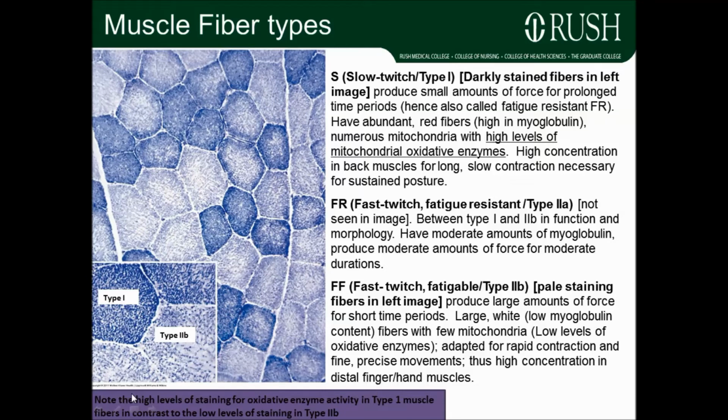Now, on the other side of that spectrum are the fast-twitch fatigable, or type 2B fibers. These produce large amounts of force for very short time durations. In between those two, you have fast-twitch fatigue-resistant, which are type 2A fibers, and they produce moderate amounts of force for moderate durations. So the details of how these work and what the differences in their metabolic profiles are will be covered in more detail, as I said, by the physiologists.